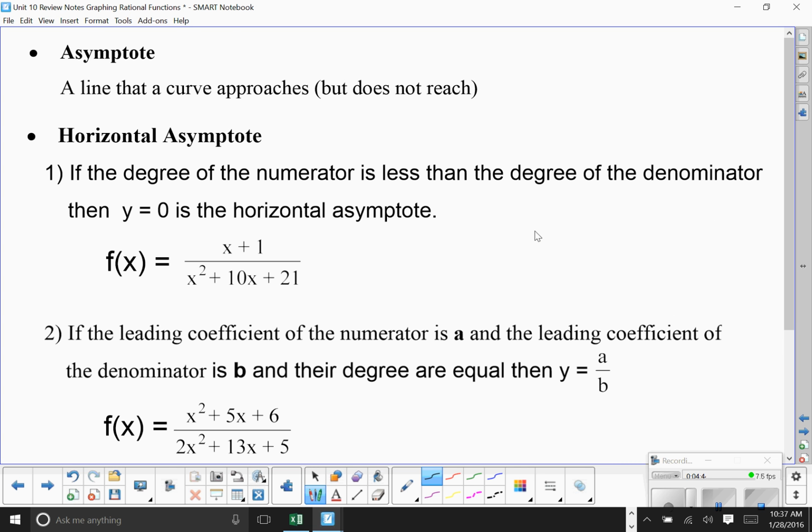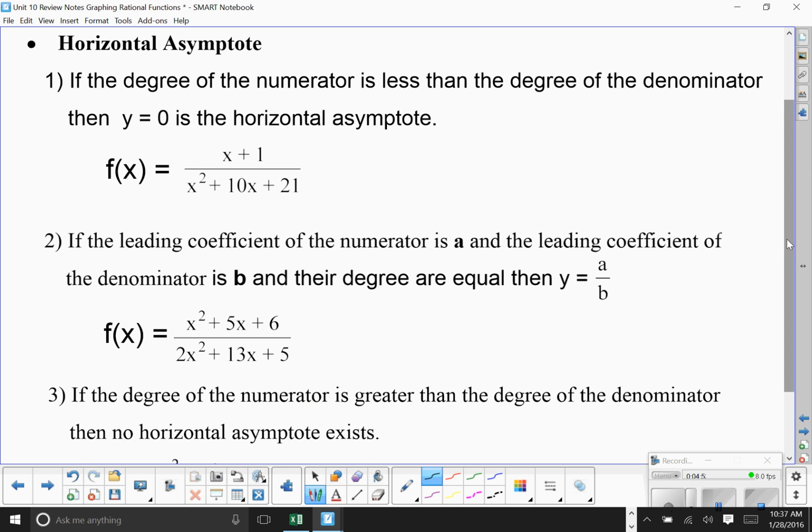Next up, we have horizontal asymptotes. Remember, with horizontal asymptotes, you have 3 situations. If the degree of the numerator is less than the degree of the denominator, then y equals 0 is the horizontal asymptote. Degree of P of x is 1. Degree of Q of x is 2. The degree of P of x is less than the degree of Q of x.